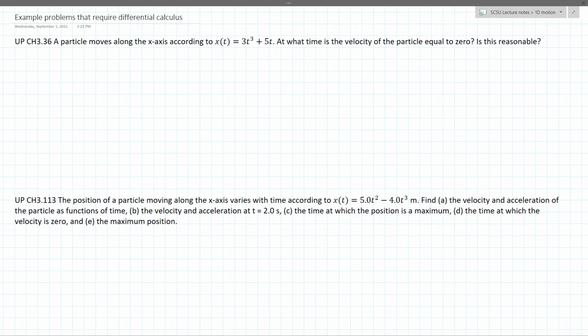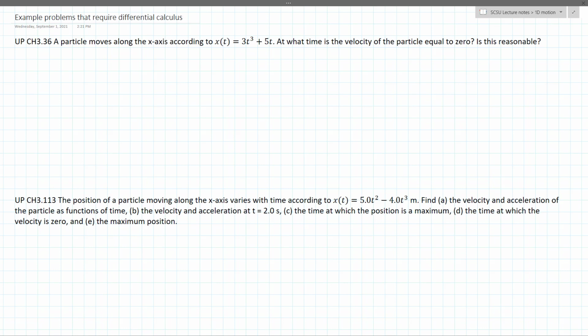This one is from University Physics, Chapter 3, question 36. It was labeled as an unreasonable answer question, which means the answer may not be reasonable. So let's take a look at it anyway. In this question, we have a particle. It moves along the x-axis according to this expression. The position as a function of time depends on the cube of time and also time linearly: 3t cubed plus 5t. That's how position depends on t.